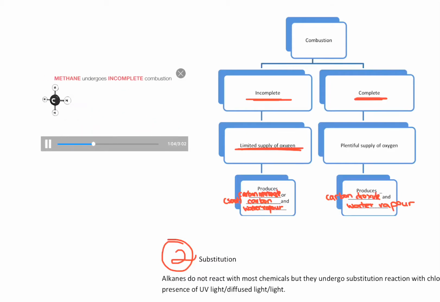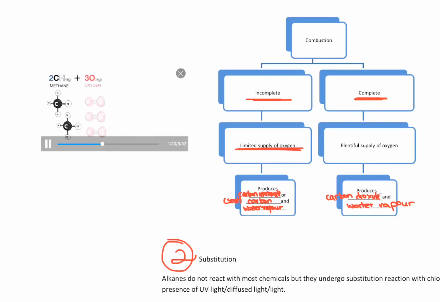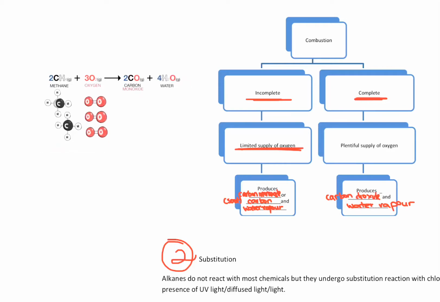When methane undergoes incomplete combustion, that's in a limited supply of air, it produces either carbon monoxide and water or carbon and water, as shown by the equations 2CH4 gas plus 3O2 gas gives 2CO gas plus 4H2O gas.